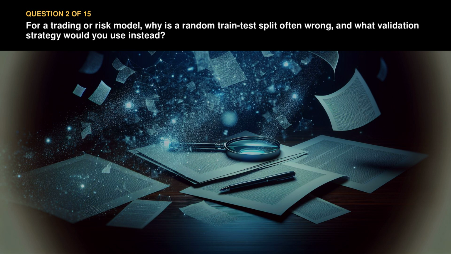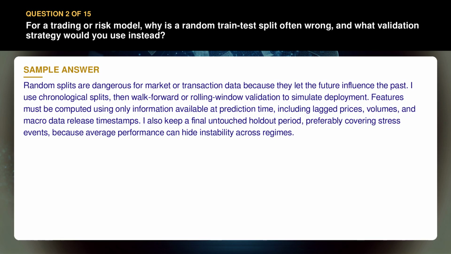Question 2. For a trading or risk model, why is a random train test split often wrong? And what validation strategy would you use instead? Random splits are dangerous for market or transaction data because they let the future influence the past. I use chronological splits, then walk-forward or rolling window validation to simulate deployment.